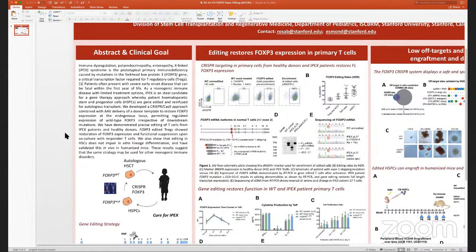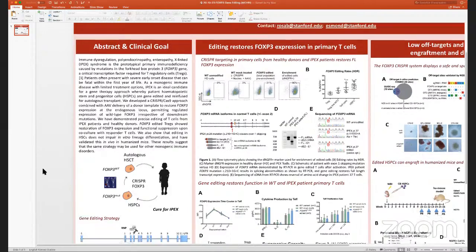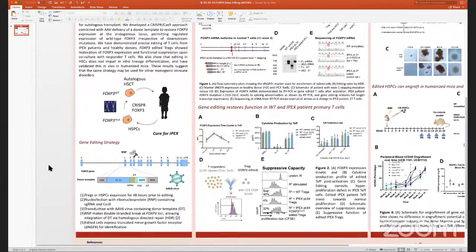And at the bottom left, you can see our approach is to obtain patient HSPCs, hematopoietic stem and progenitor cells, gene edit them with a corrected copy of FOXP3, and then through an autologous transplant, return these cells back to the patient where they can engraft and produce healthy hematopoietic subsets.